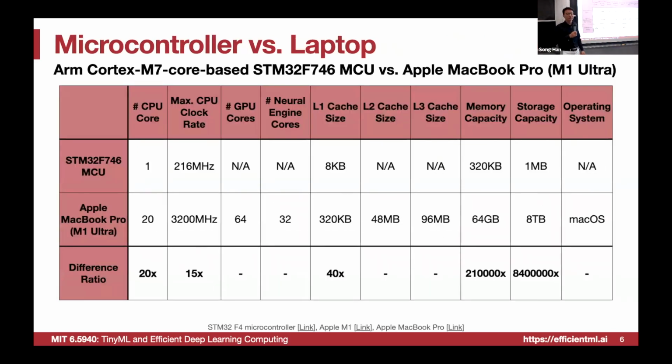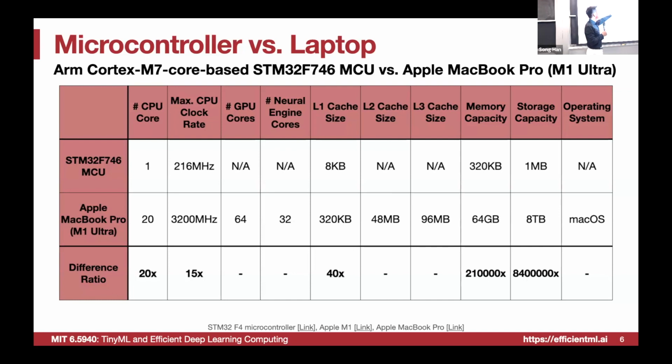So this is a detailed breakdown of the different components in an ARM Cortex-M7 microcontroller on the first row versus the MacBook Pro on the second row, and this is the difference in the ratio. Number of CPU cores, 1 to 20 times different. The clock rate for the microcontroller is only 200 megahertz versus 3.2 gigahertz. That's another 15 times difference.